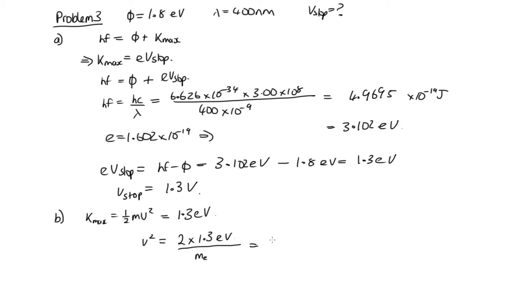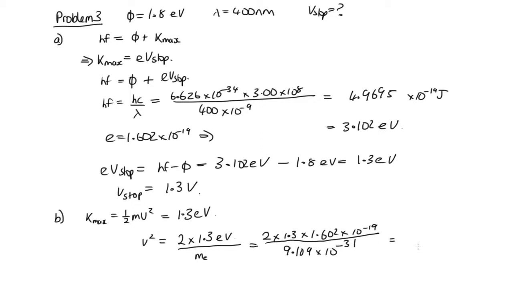Okay, so V squared is equal to 2 times 1.3 electron volts over the mass of the electron. So putting everything into SI units, we've got 2 times 1.3 times 1.602 times 10 to the minus 19. This is the charge on the electron because it's in electron volts, and that's converting this whole energy here into joules. So that's just giving us back this value here. This is that value. And then divide by the mass of the electron, which is 9.109 times 10 to the minus 31.